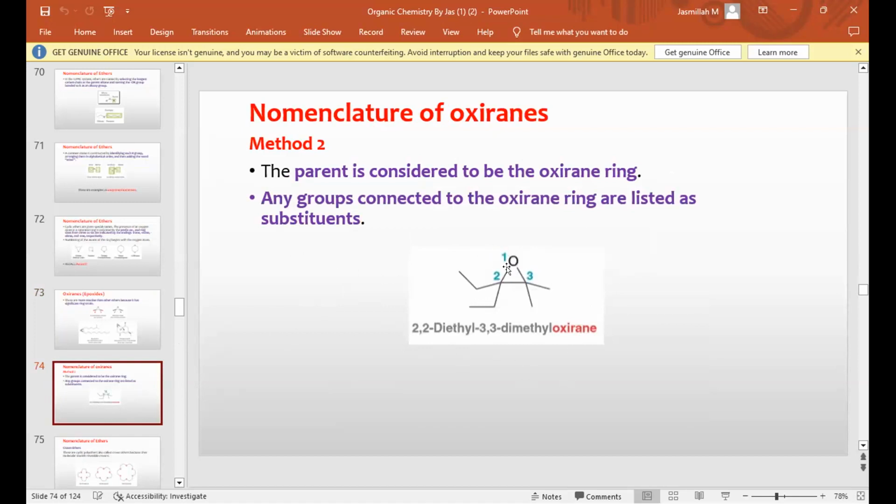Any substituents that are bonded will be named according to the numbering. You see the numbering starts with the oxygen, then 1, 2, 3. So we see there are 2 ethyl groups bonded to carbon number 2, and 2 methyl groups bonded to carbon number 3. So it becomes 2,2-diethyl because of these 2, then 3,3-dimethyl because of the 2 methyl substituents that are bonded to carbon number 3 here. So it becomes 2,2-diethyl-3,3-dimethyloxirane.